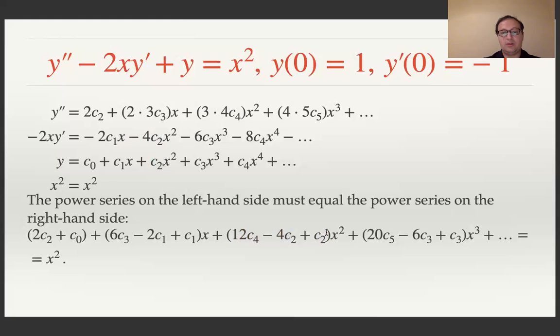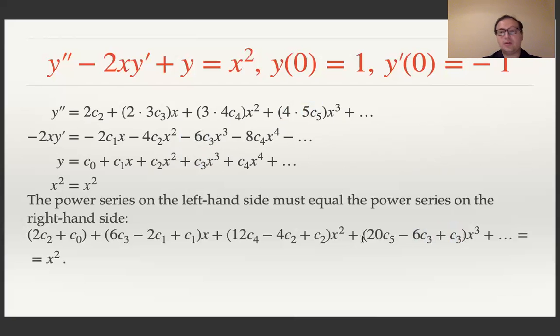Then the next one is 20c5. So that's 4 times 5, c5, minus 6, c3, plus c3. So coming from here, minus 6c3 comes from minus 2xy prime, and c3 comes from y.